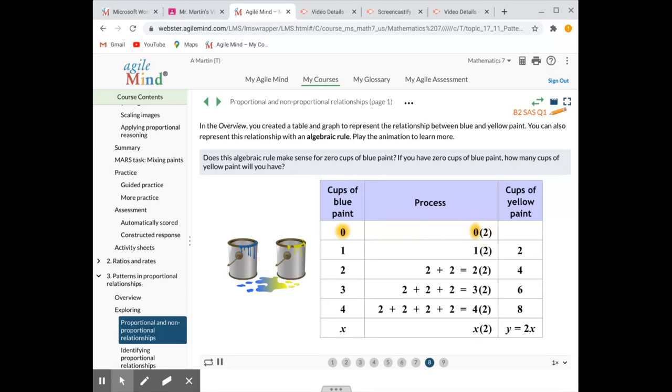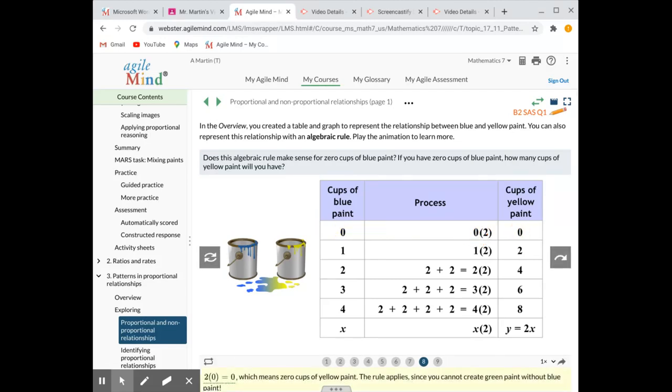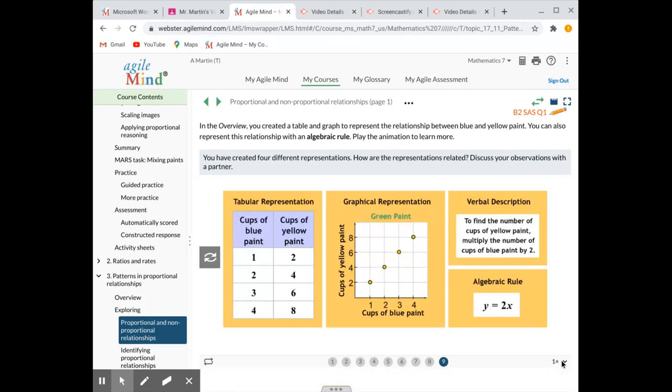All right, so what if we took 0 and multiplied it by our constant? How many cups of yellow paint would we have? 0. Correct. So that means if we had 0 blue, we would have 0 cups of yellow. And it says the rule applies since you cannot create green paint without the blue paint. It'd just be 0, 0. Because if you have 0 cups of blue paint, you're not going to have any cups of yellow paint, because there's 2 times as much yellow as there is blue.